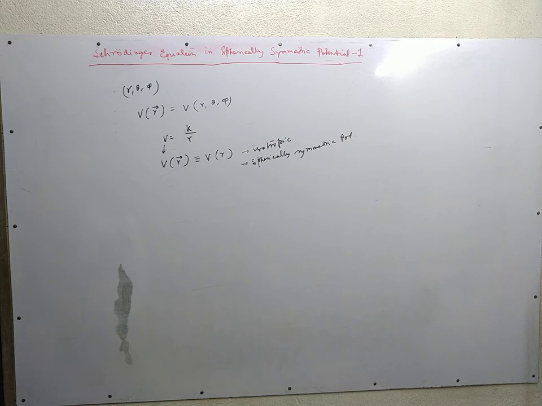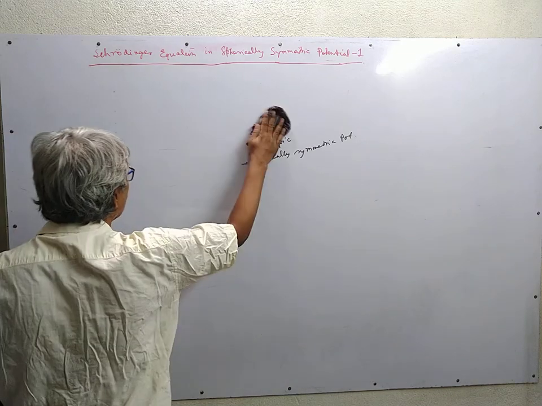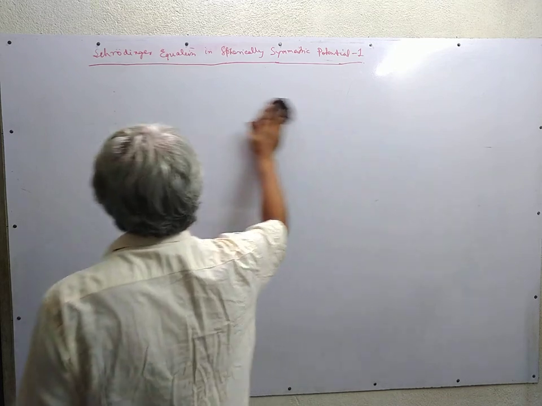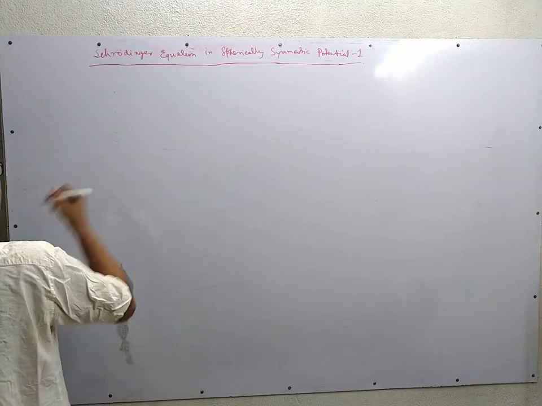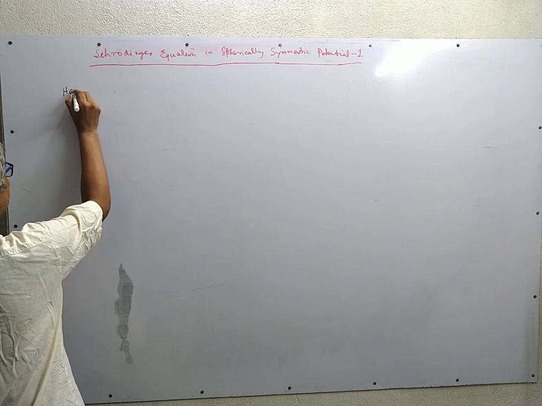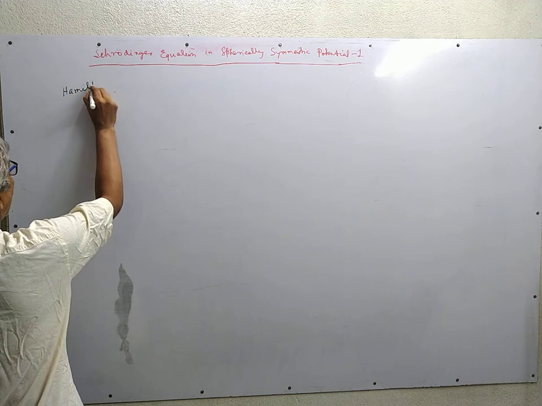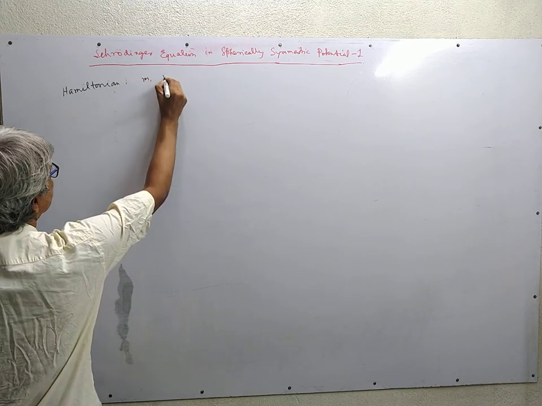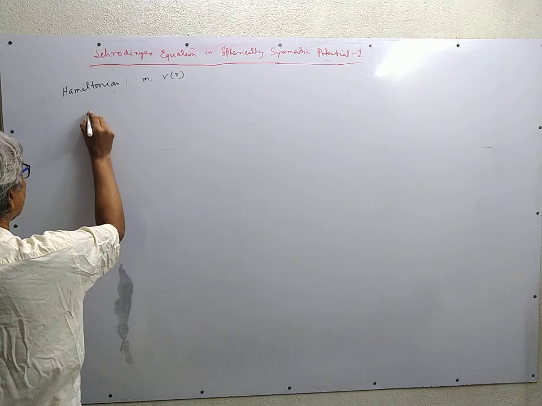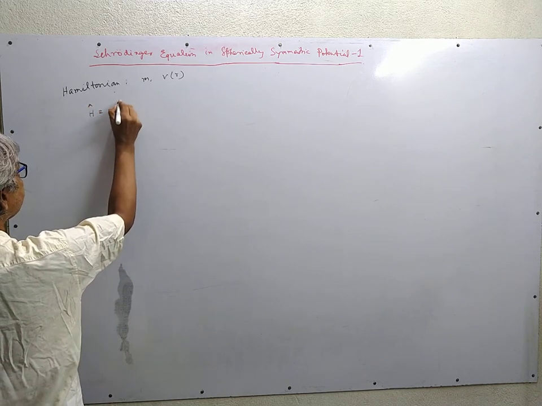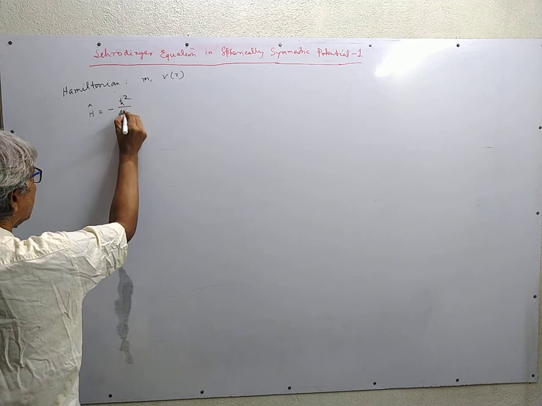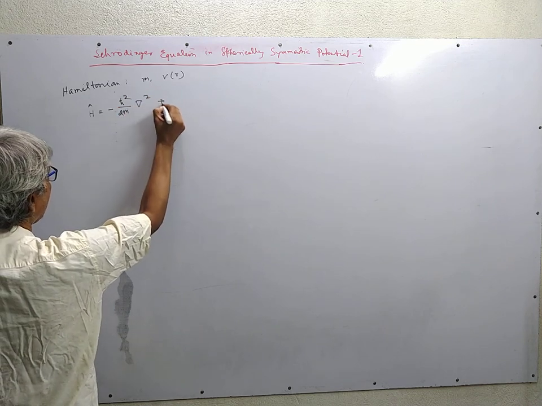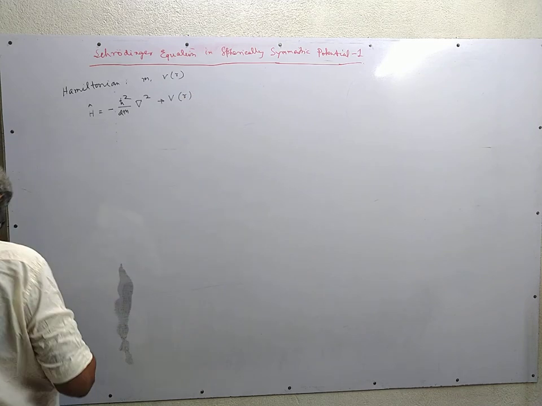So we shall apply the Schrodinger equation to spherically symmetric potentials, and we consider a particle of mass m subjected to a spherically symmetric potential. The Hamiltonian for a particle of mass m subjected to a spherically symmetric potential, in position basis, is minus h bar squared by 2m times the Laplacian, plus V of r.